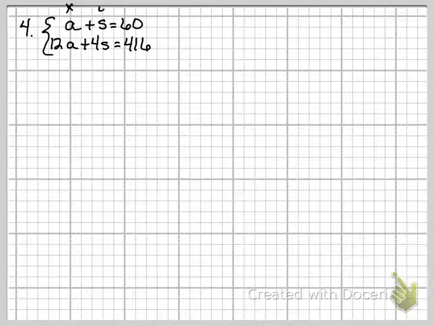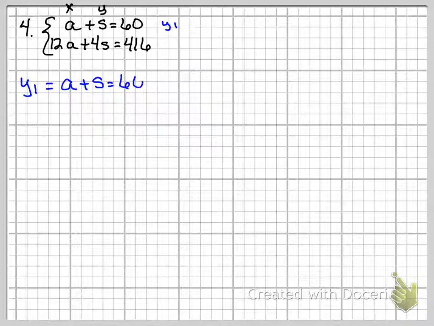All right, my aerobics will be my X, my stretching will be my Y. My first equation is Y1. So Y1 is aerobics plus stretching is 60 minutes. So we will solve for S, because that's going to be our Y. So I'm going to subtract A. So S is equal to -A plus 60.